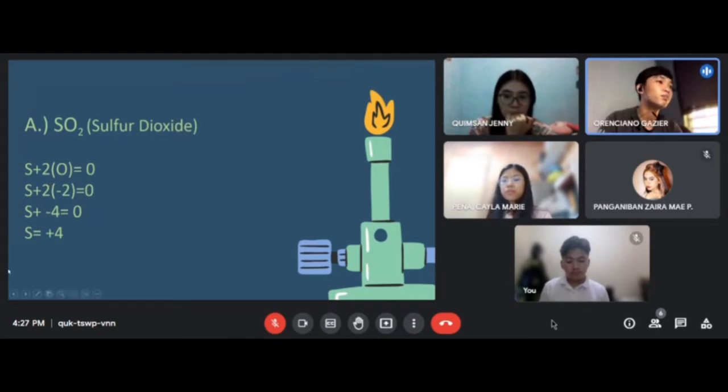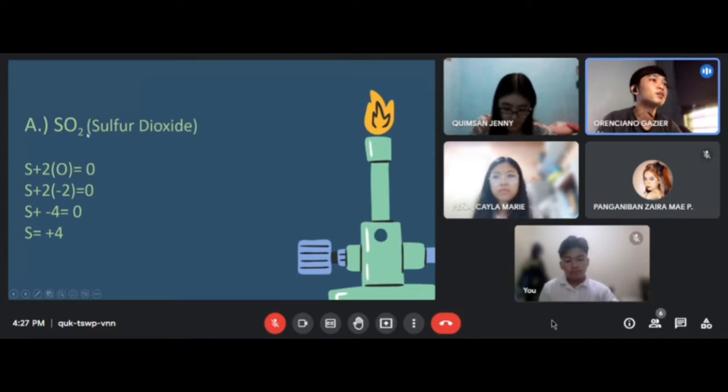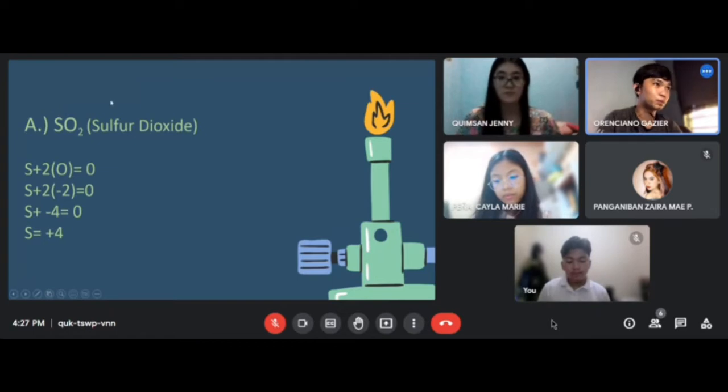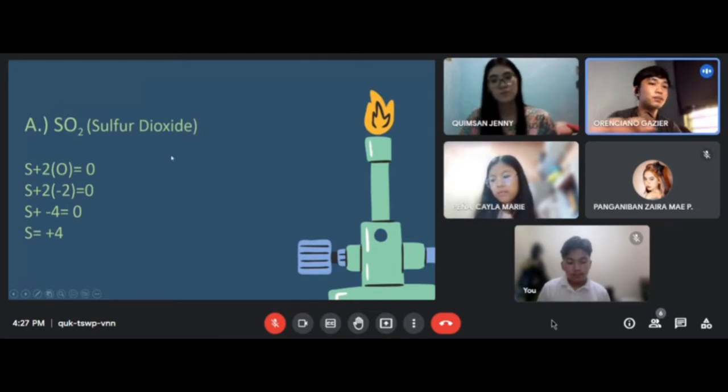Upon checking, we put this positive 4 as the superscript or charge of sulfur. Then the negative 2, we input it as the charge of oxygen. Then, negative 2 times 2 is negative 4. Then, positive 4 and negative 4, we just cancel them out. Then, the sulfur dioxide becomes neutral.